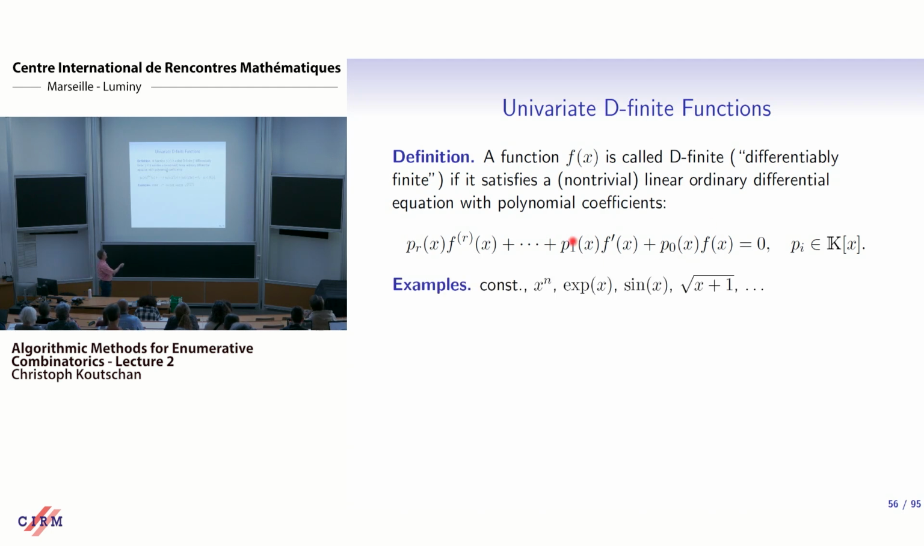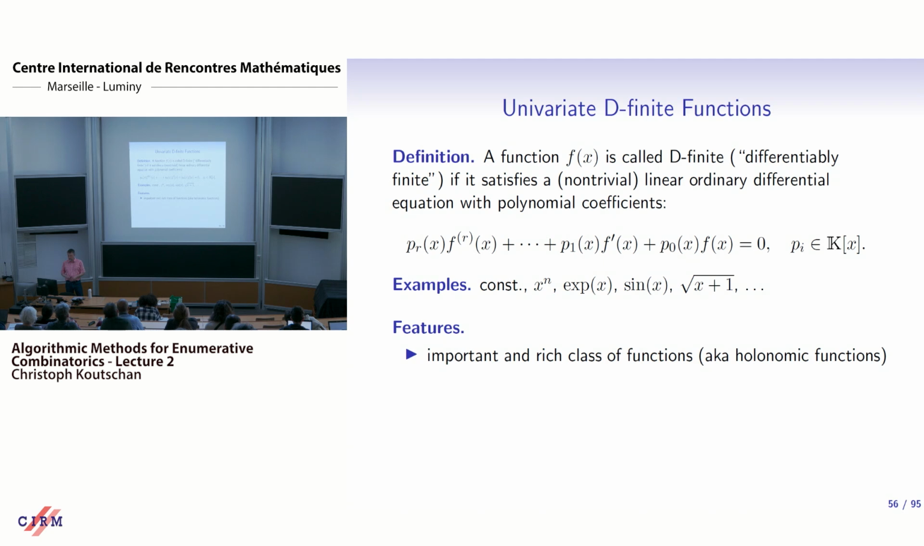So we have f prime, and the coefficients here are polynomials. So examples, if you have a constant that is D-finite, polynomials are D-finite, the exponential function is D-finite, sin x, algebraic functions are D-finite, and many more. Why are we interested in D-finite functions? It's a very important and rich class of functions. Many functions fall into this class. By the way, they are equivalently called holonomic functions, so maybe here and there you see the word holonomic. It's just the same.